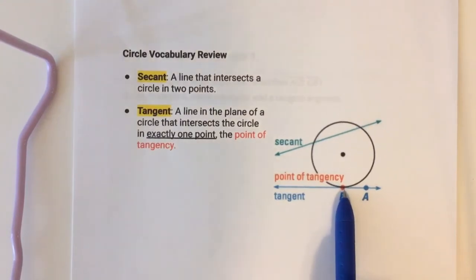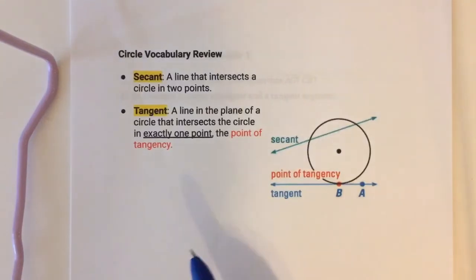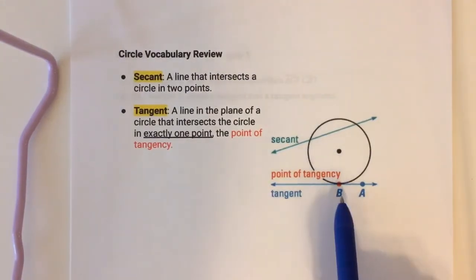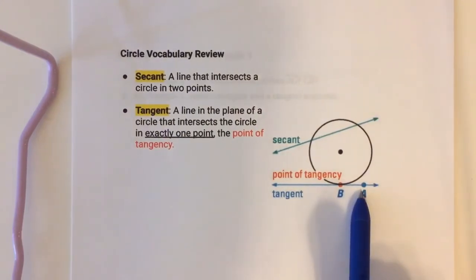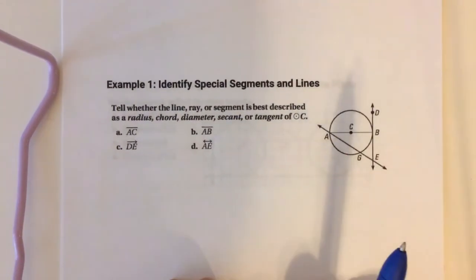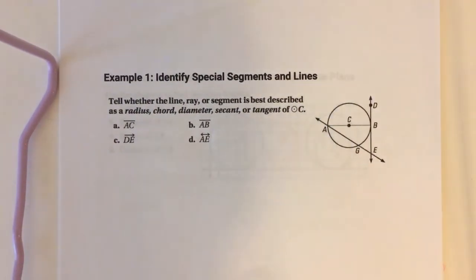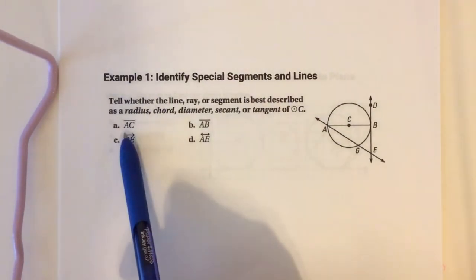And we also sometimes refer to tangent segments or tangent rays. The main idea here is that a tangent only intersects the circle at 1 point, and it's always going to be along the edge of that circle. So let's try some examples using that vocab here. We're to tell whether the line, ray, or segment is best described as a radius, chord, diameter, secant, or tangent of circle C. So for part A here, we have segment AC.